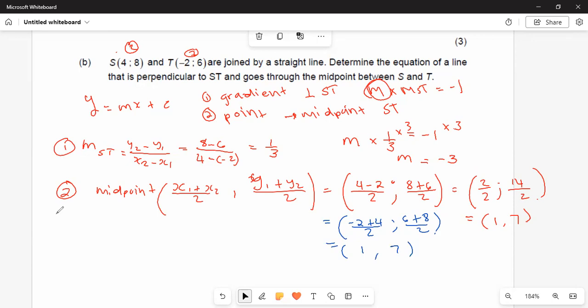So we have the equation y = -3x + c. We'll go ahead and substitute our point. 7 = -3 multiplied by 1 + c. Then we'll take this to the other side. We get 10 = c, or c = 10 in this case. And we can write out our equation as y = -3x + 10.